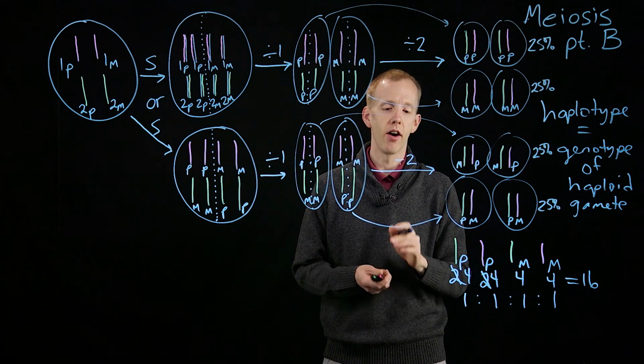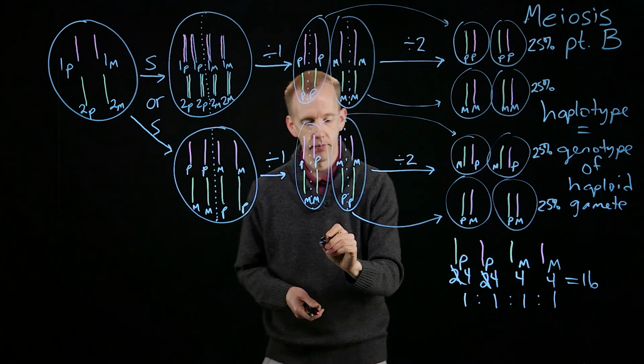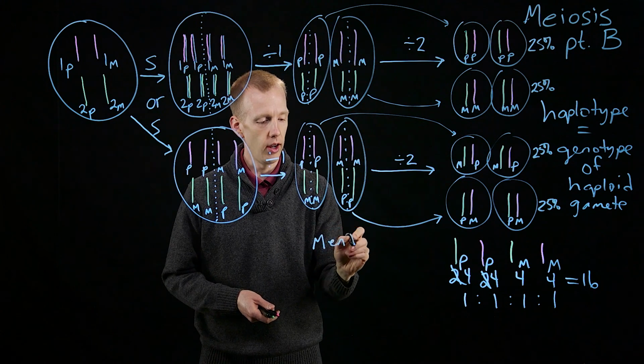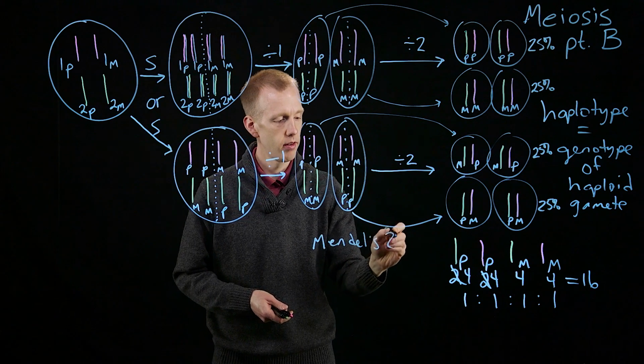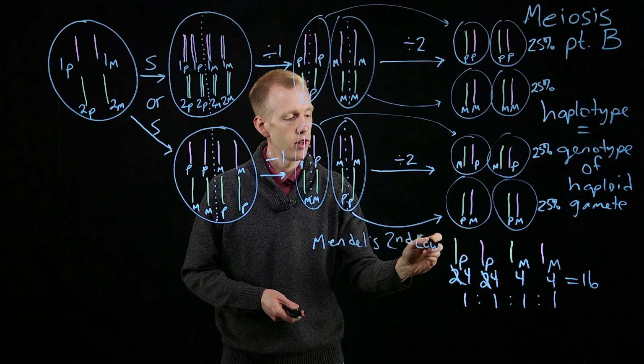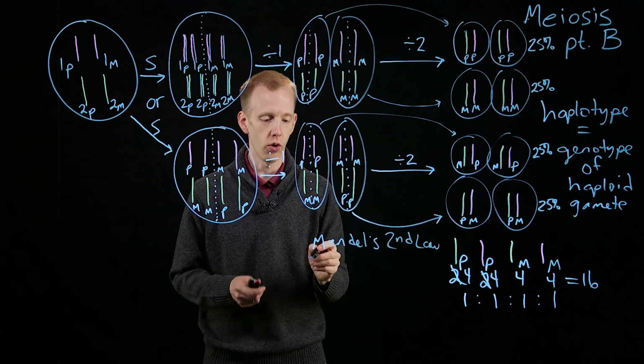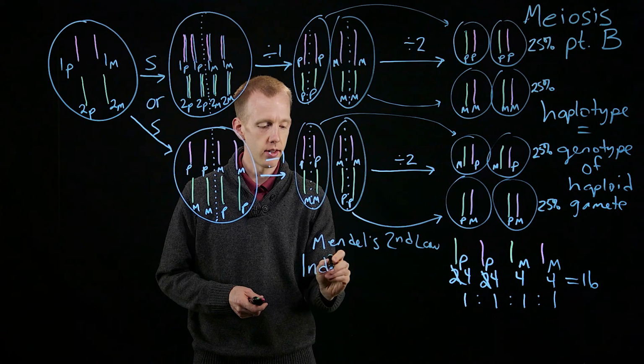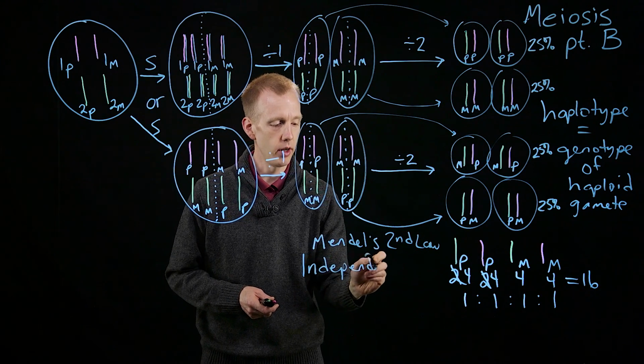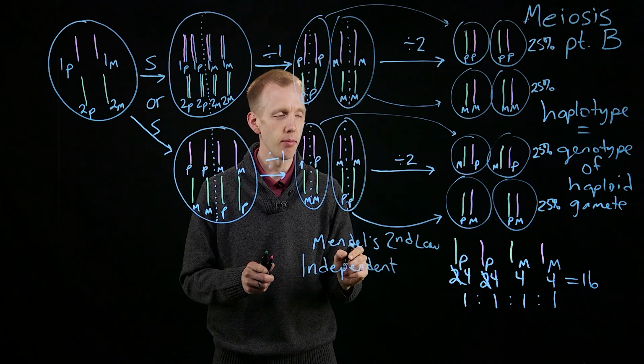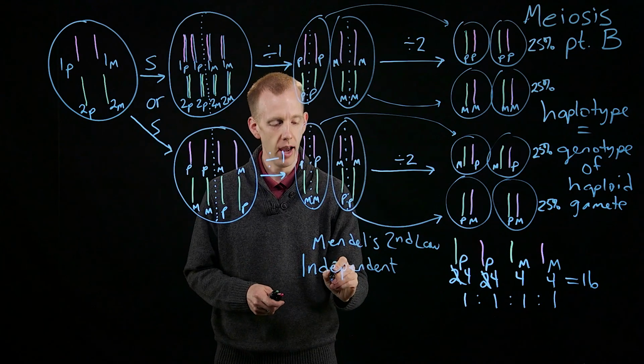This is the essence of Mendel's second law. Mendel's second law is the law of independent assortment. And what this means is this is the independent assortment of haplotypes into gametes after meiosis.